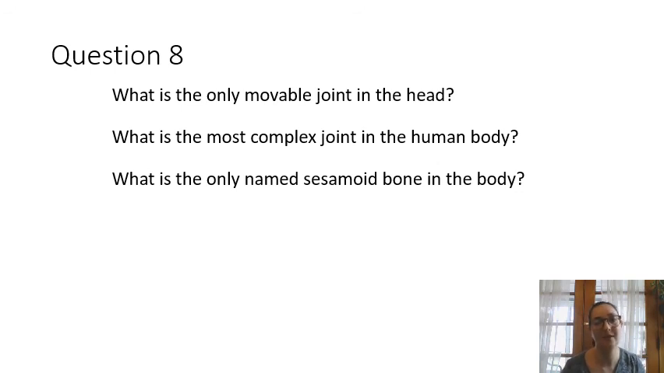And the only named sesamoid bone in the body is your patella, right? So the patella is the only named sesamoid bone. You have lots of sesamoid bones. They tend to form in joints just to protect the surfaces of those joints, but usually they're too small and we don't really bother naming them.